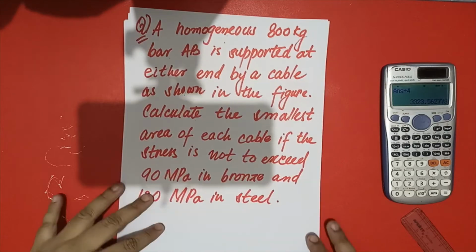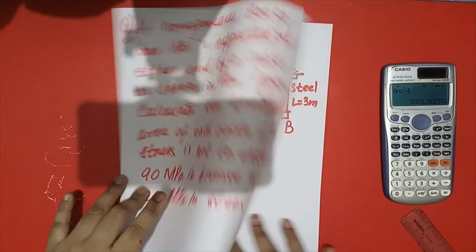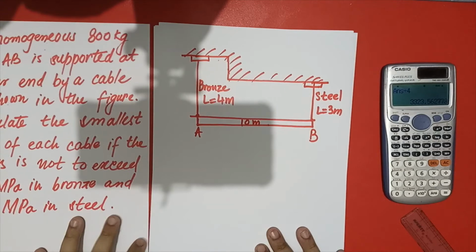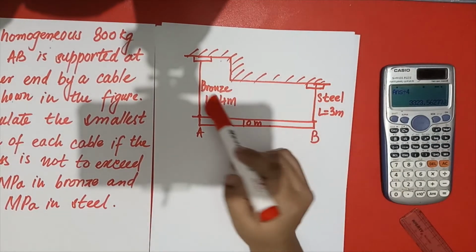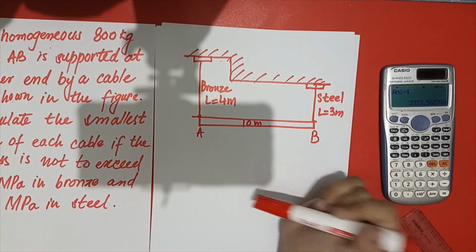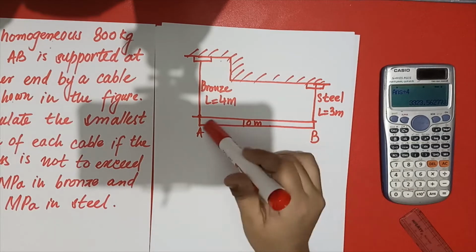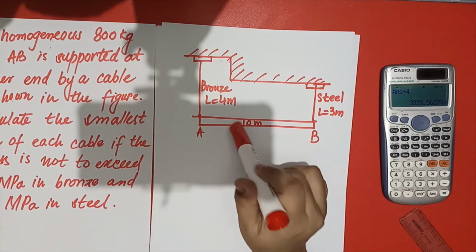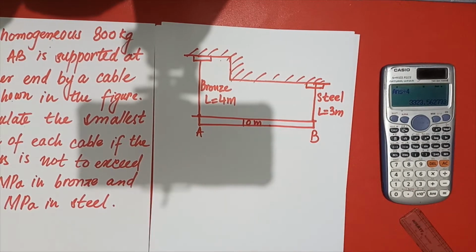So what does that mean? What we have to do is find the area of this bronze and steel cable. The length of the bar is 10 meter and the weight of the bar is given to us. So how can we calculate it? Let's start with the calculation.